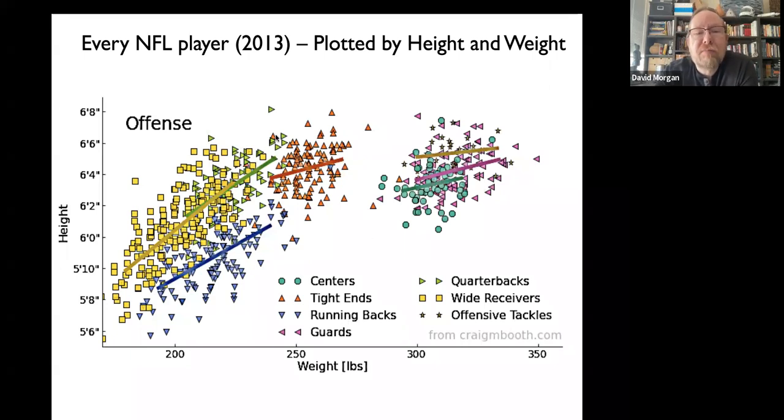Quarterbacks are mostly up here. They have to be mobile, but also generally tall. Nowadays, quarterbacks are getting taller and taller. Wide receivers are the yellow squares.